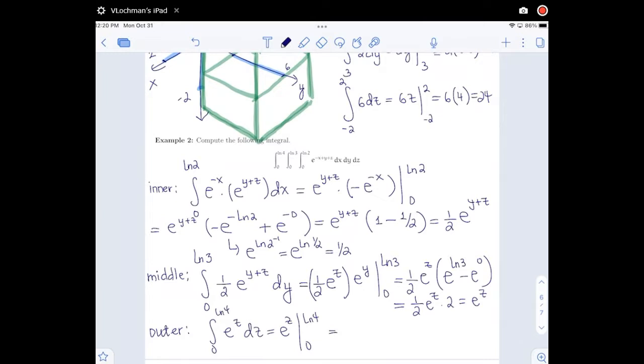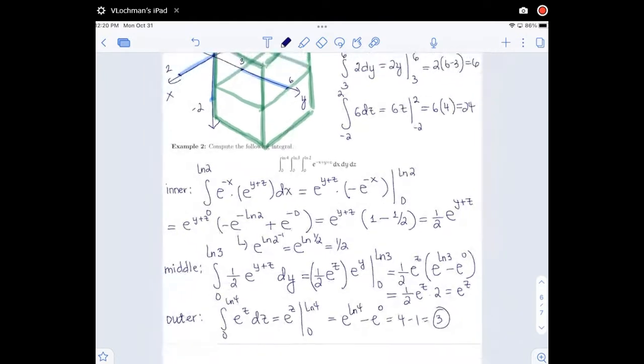So that would be e to the power natural log of 4 minus e to the 0, 4 minus 1, 3. Okay, right? What does that represent? You might be wondering. 3 what? Units to the 4th, right? We're now in hyperspace. Okay, can't visualize it, don't even try. It is how much space in R4 is taken under that surface right there over this box.